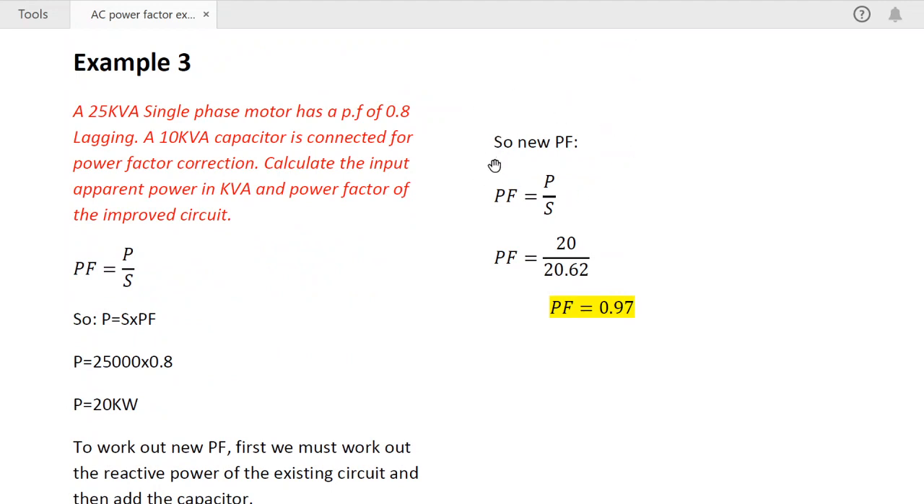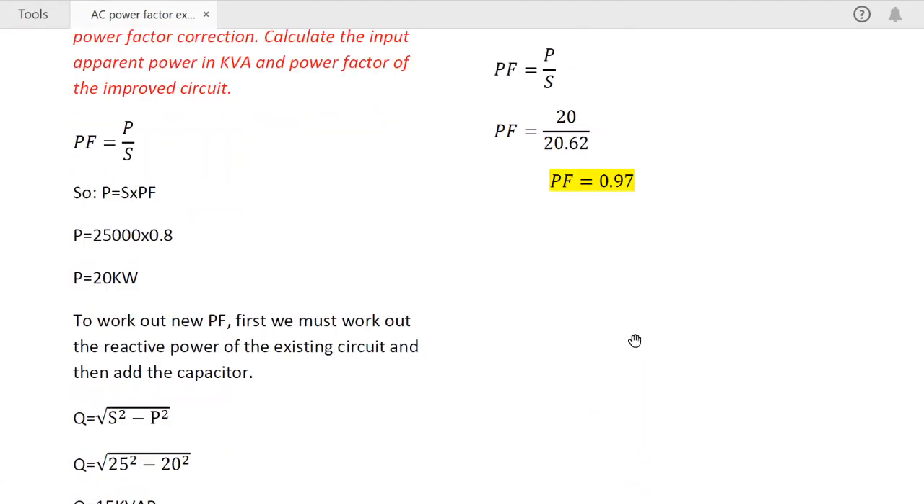So then I need to work out my new power factor, which is pretty easy. Power factor equals P over S. We've worked out what all those values are. Our P was 20 kilowatts. Our new value of S was 20.62, and therefore 20 divided by 20.62 is 0.97. Obviously a very high power factor. The highest power factor you can have is 1, because that's a ratio. The true power can't ever be more than the apparent power. So 1 is the highest power factor we can have, and 0.97 is otherwise known as 97%. You could refer to that as 97% efficient.